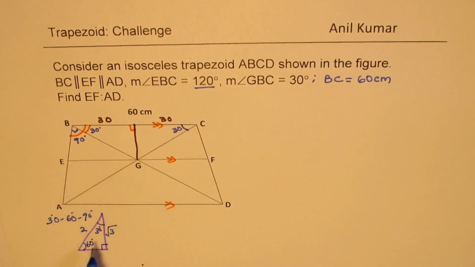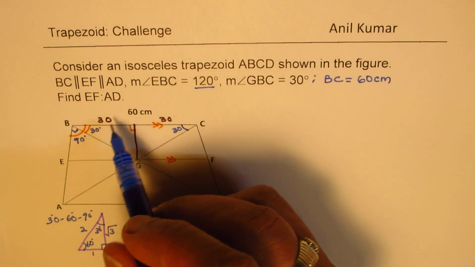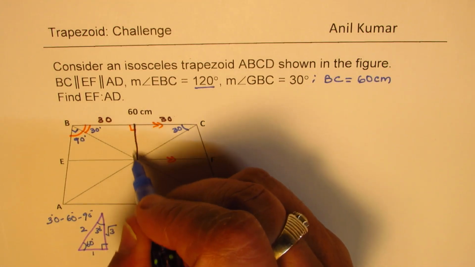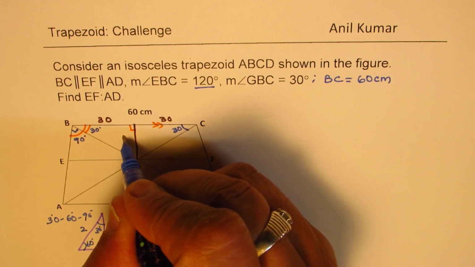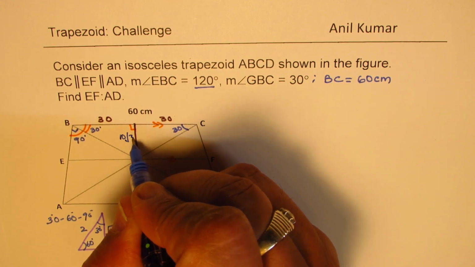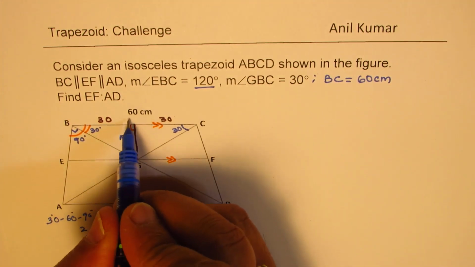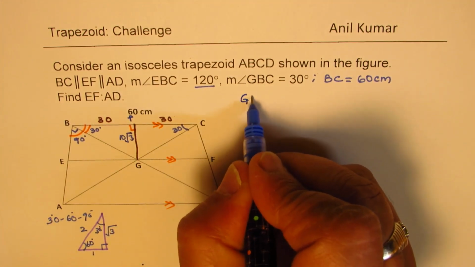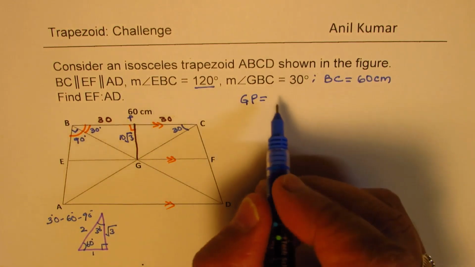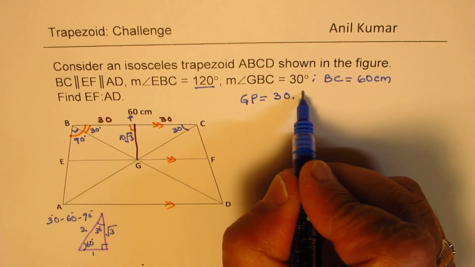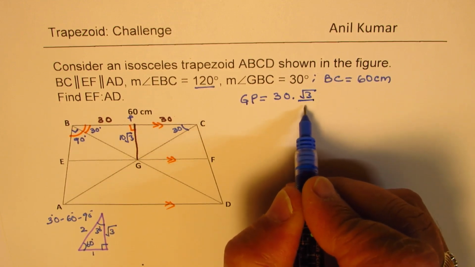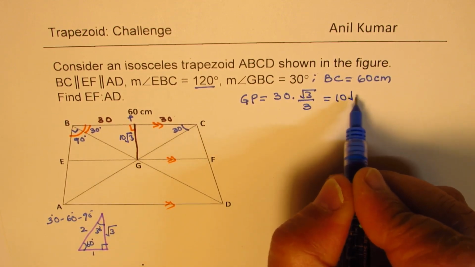Now since the side adjacent to 30 degrees is 30 centimeters, the side on the other side will be 30 divided by square root 3. So that is 30 over 3 times square root 3. So this side here will be 10 square root 3, right? So this will be 10 square root 3. So let's call this point P. So we have G to P will be equal to 30 times square root 3 over 3. So that gives us 10 square root 3.